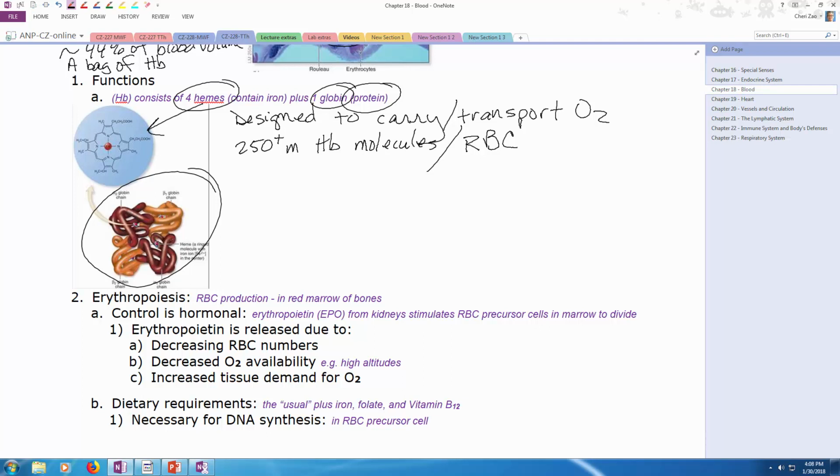What's important is each hemoglobin can carry 4 O2 molecules. So 1 per heme. So 1 oxygen molecule per heme, and there's 4 of them. So we have greater than 1 billion oxygen molecules per RBC.